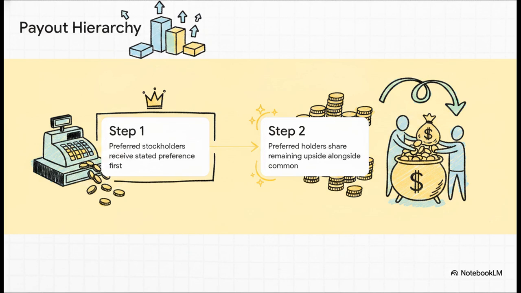Let's zoom in on the sheer power of participating preferred stock. This works in a two-step hierarchy. Step 1, these stockholders receive their stated preference first, essentially clearing out the top layer of cash. Then, Step 2, unlike non-participating preferred, which just takes that first payout and stops, these guys actually double dip. They continue to share the remaining upside right alongside the common holders. It is an incredibly powerful position to be in.